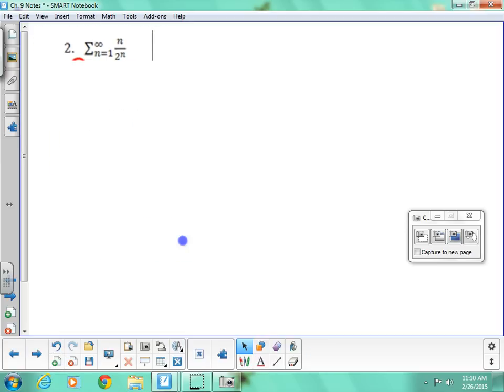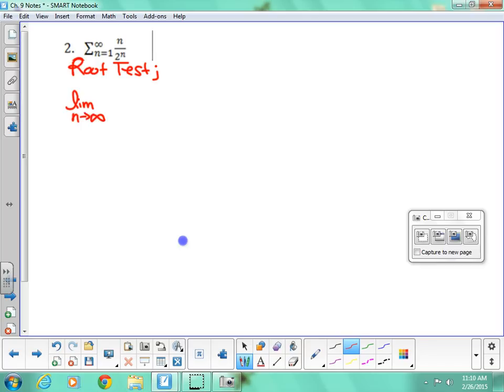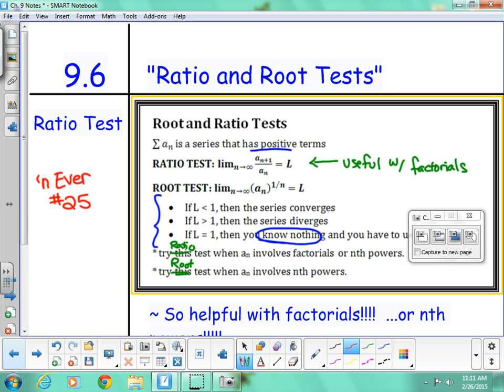So it's the same problem. But how would it work? Same problem, yeah. Actually, I did this one originally with the root test. So let's see how the root test works. Positive, still positive, good. Limit as n goes to infinity. I take the nth term, and what do I raise it to? 1 over n power.